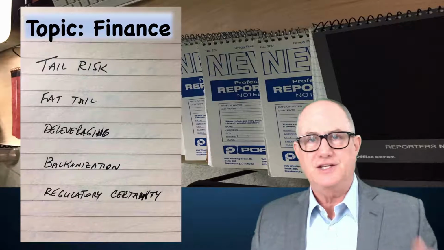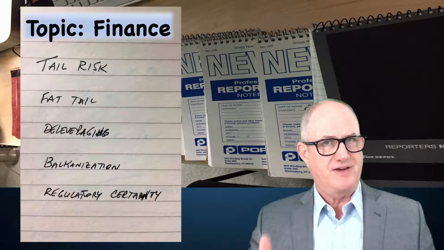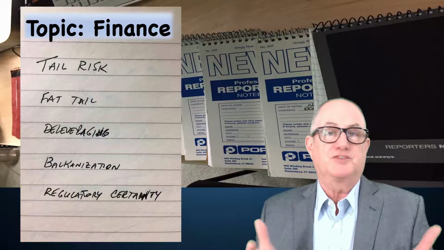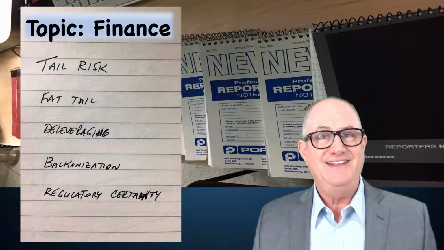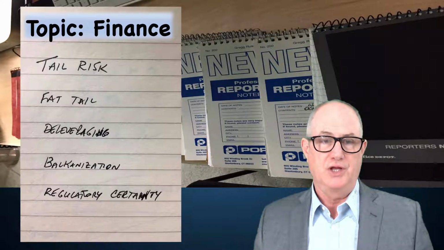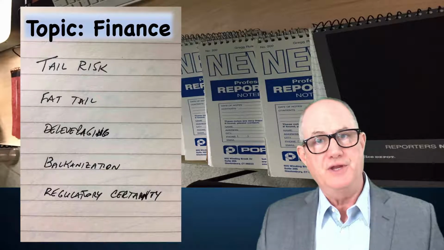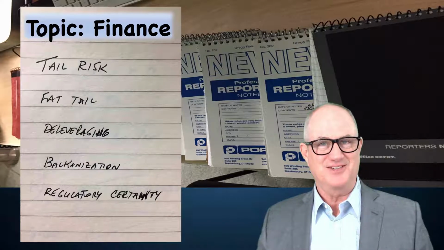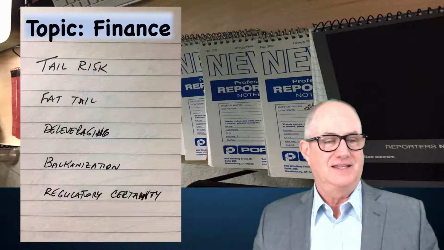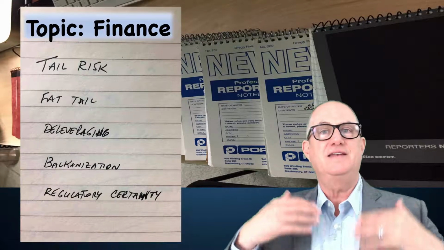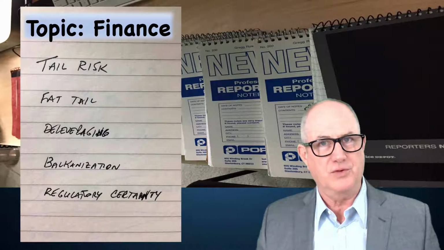The advantage of that is that you end up with a list like this. These are 5 words that I jotted down recently in a meeting that I was interpreting. It was about banking and finance. I just want you to see the types of words I write down. Tail risk, fat tail, deleveraging, balkanization, regulatory certainty, or if you're British, regulatory certainty. Either one of those is okay. These are words that I wrote down that I will then explore so that they can come down and become part of my working vocabulary.